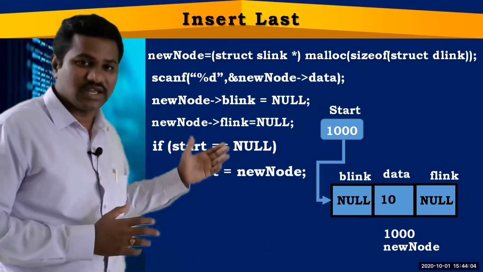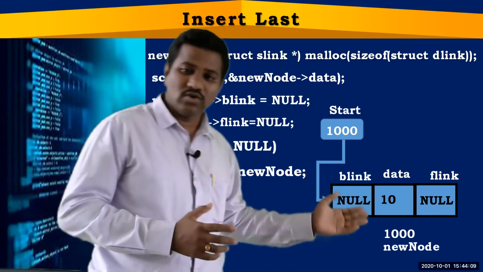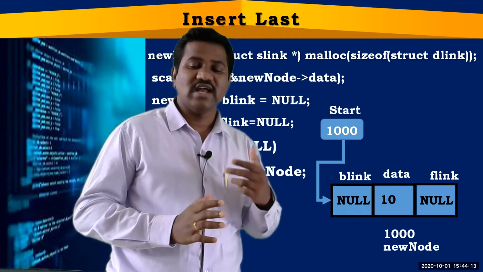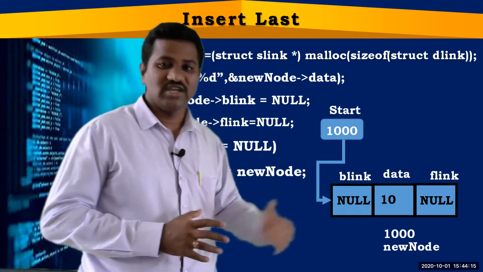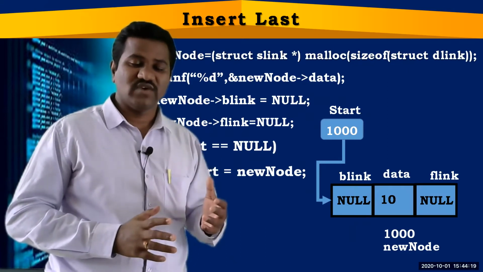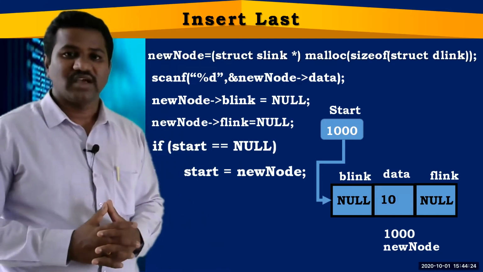Whenever your list is empty and this condition is true, that means your double linked list is empty, and the node that you created is going to be the first node as well as the last node in the double linked list. This is how it appears when you call the insert last function if your double linked list doesn't contain any nodes.